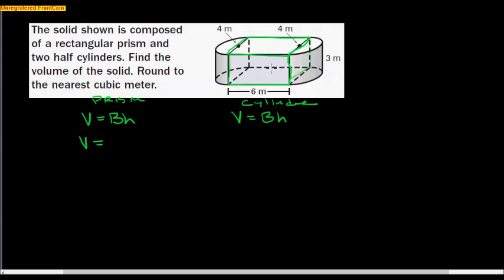This is a rectangular prism, so I'm going to take length times width times the height. And over here I'm just going to change the formula. This is a cylinder, so it's going to be pi r squared times the height. Okay, let me fix that. This funny thing over here, that's supposed to be an L.